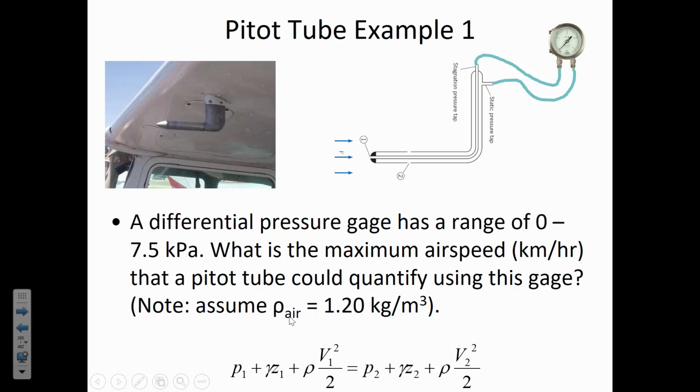If we assume that air has a density of 1.2 kilograms per cubic meter, what we want to know is what's the maximum airspeed that we could quantify with this pitot tube. We're wanting to know it in terms of kilometers per hour. So with a pitot tube connected to a pressure gauge that's able to have a maximum difference in pressure of 7.5 kilopascals, what is going to be the velocity at location 2?